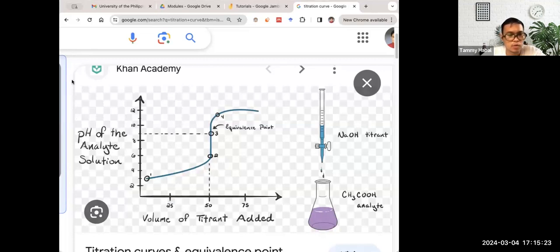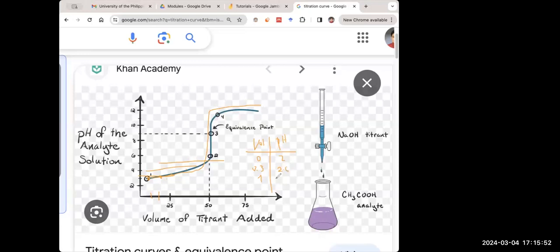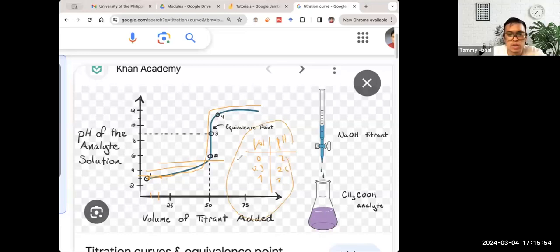So this is your titration curve. At every addition of your volume, you record the pH. So you have a table of your volume added and then your pH. Based on the table, let's say 0, 0.5, 1, you check the pH, 2, 2.5, 3. That generates the curve from your Excel.